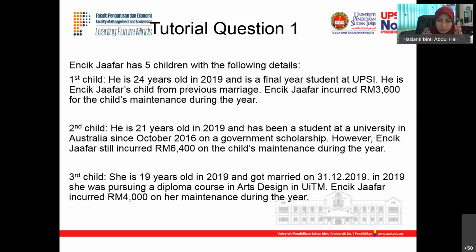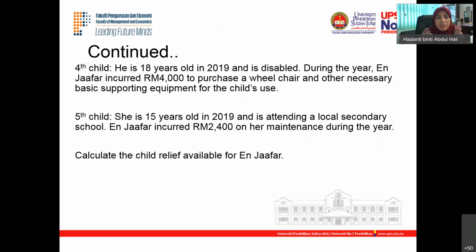The third one, 19 years old, got married on 31st December 2019. She was pursuing diploma course in arts design at UiTM. And the father also incurred $4,000 on her maintenance during the year. Fourth child, 18 years old, disabled, $4,000 to purchase wheelchair. And the fifth child, 15 years old, attending a local secondary school. So we have the question.